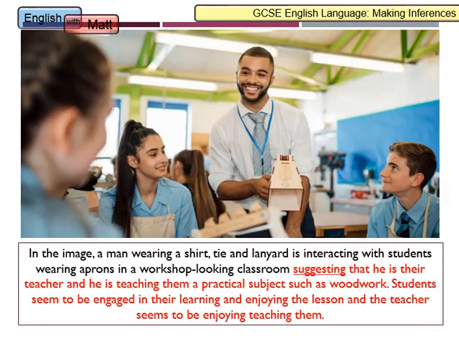If we look at the picture of the classroom, the students and the teacher, again, the evidence is in black. In the image, a man wearing a shirt, tie and lanyard is interacting with students wearing aprons in a workshop-looking classroom. So that's the evidence, but now we need to pair with it some inference, suggesting that he is their teacher and he is teaching them a practical subject such as woodwork. Students seem to be engaged in their learning and enjoying the lesson, and the teacher seems to be enjoying teaching them. We know that because of the facial expressions. So again, we've got our evidence in black, and we've got our own inference that we've worked out for ourselves in red.